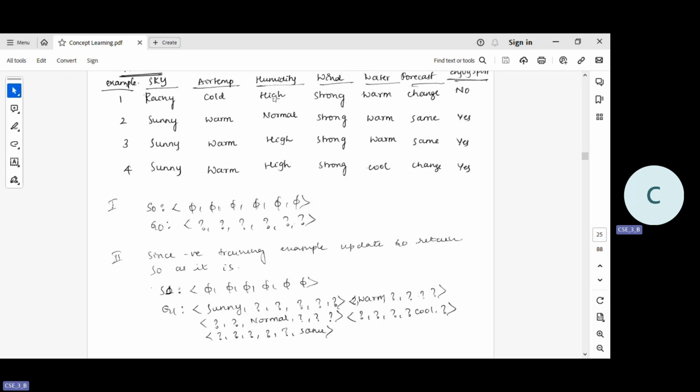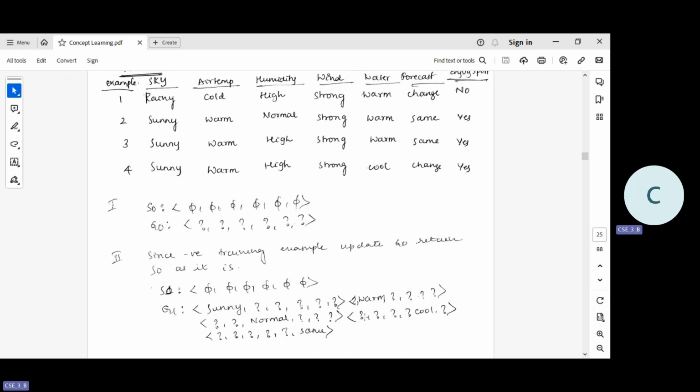Next we observe the attribute humidity. Under humidity we have high, and its opposite value is normal. So we write question mark, normal, and all the rest question marks. Similarly, under wind the value is strong, and there is no different attribute value, so there is no opposite value. So we are not writing any hypothesis here.